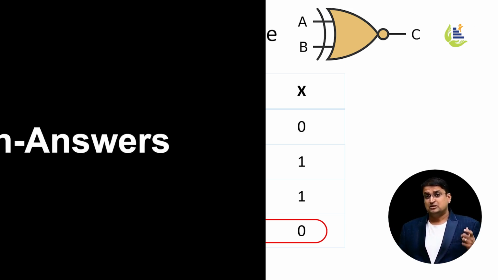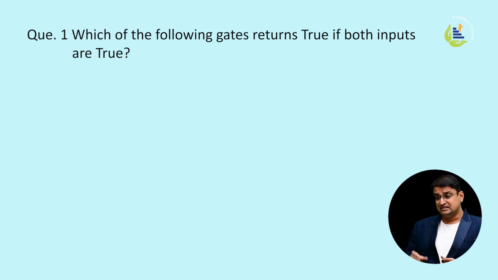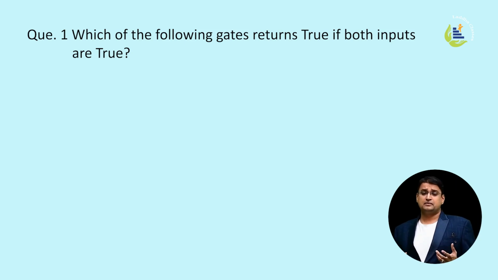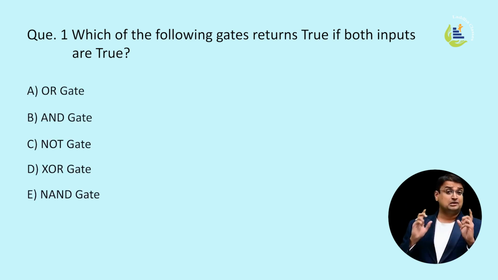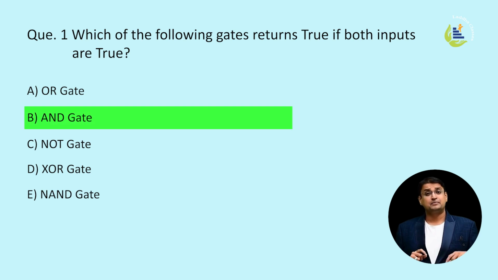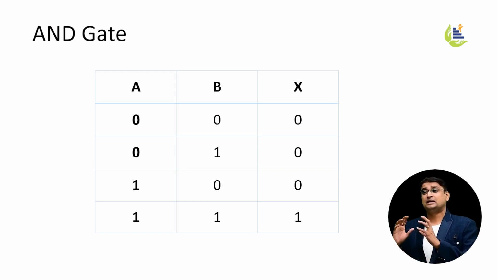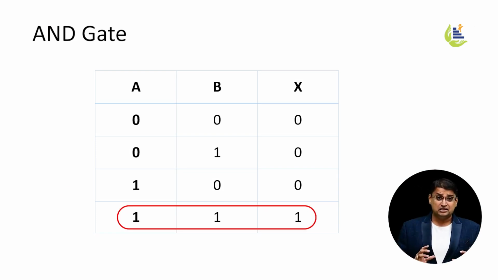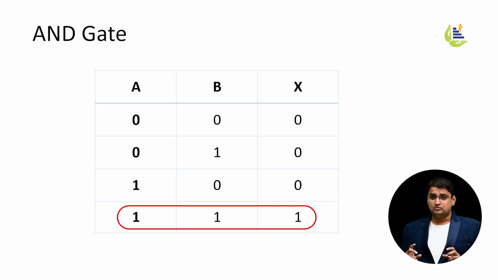Let's practice some questions of logic gates and circuits. Question 1. Which of the following gates returns true if both inputs are true? Options are OR, AND, NOR, XOR, NAND. Correct answer option is B, AND gate, because AND gate returns true only when both inputs are true. Other gates OR, NOR, XOR, NAND do not return true when both inputs are true.